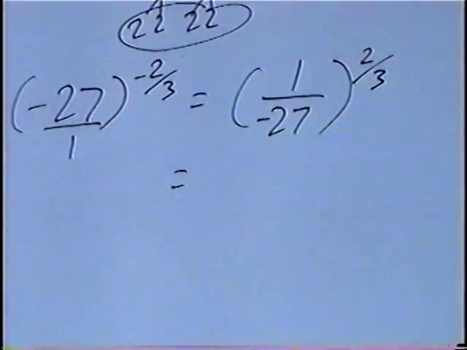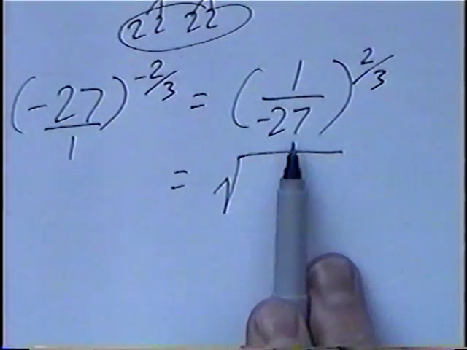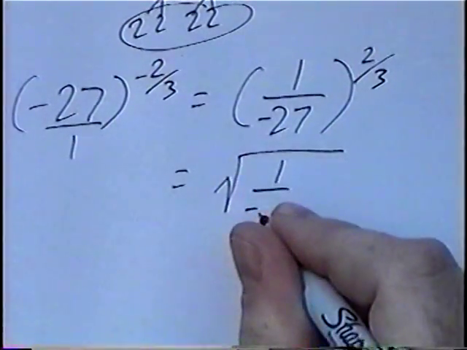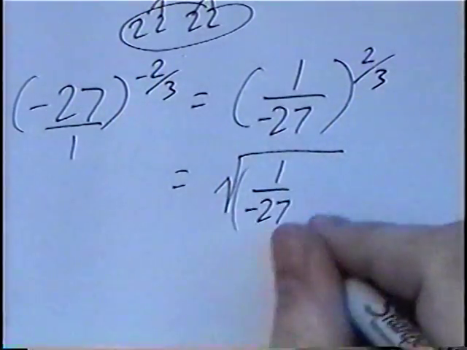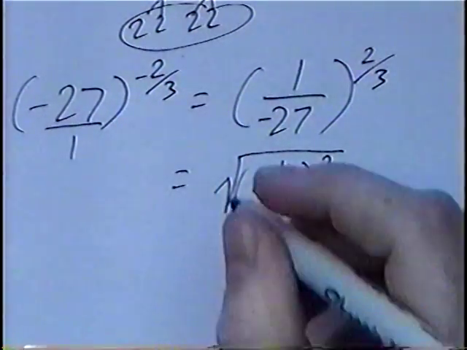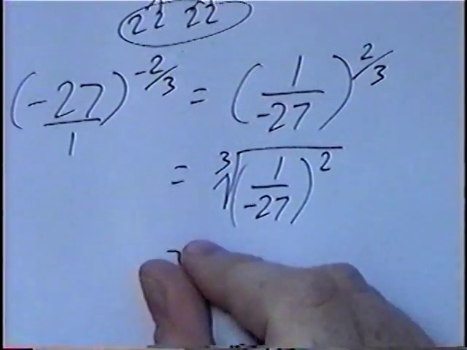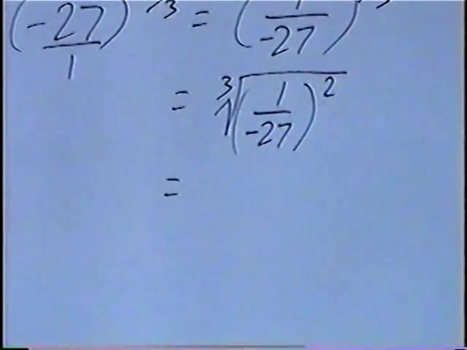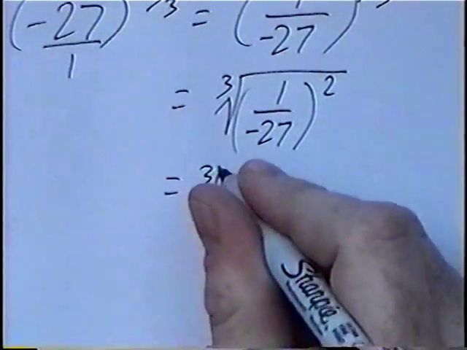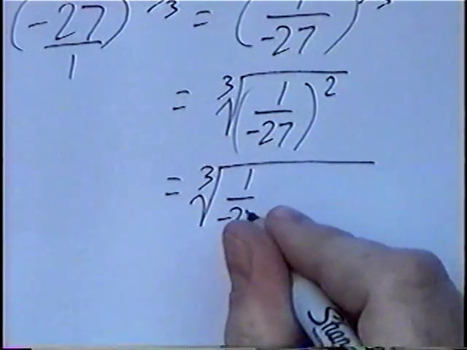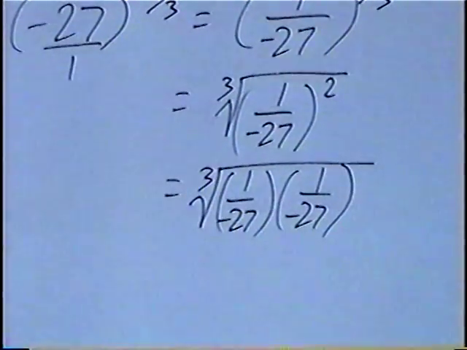Simplifying from here, if we have a radical or fractional exponent, we can change that to a radical. The fraction again would stay the same, 1 over negative 27. The numerator 2 would be the exponent inside the radical, and the 3 would be the radical 3rd root. Simplifying from here, you can either multiply 1 over negative 27 squared, or if you want to, you can write the same fraction twice. 1 over negative 27 times 1 over negative 27.